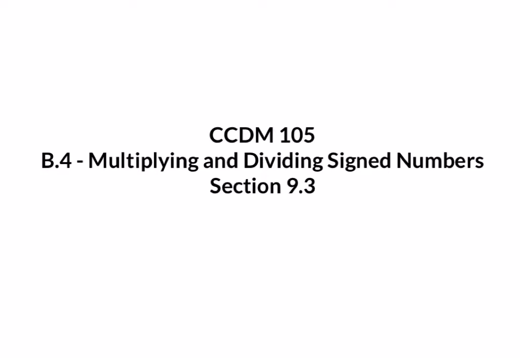All right, we are on our last section for our operations with signed numbers. The last ones that we're going to look at are multiplying and dividing signed numbers. This comes from section 9.3 of the book.